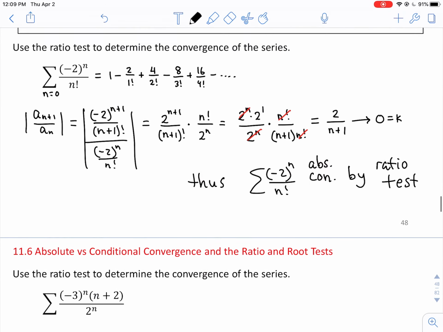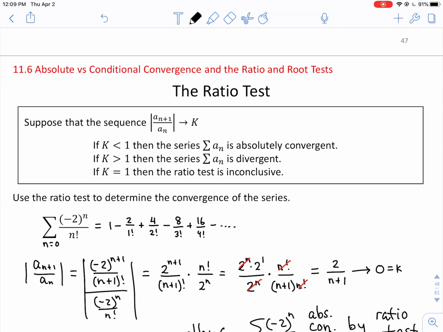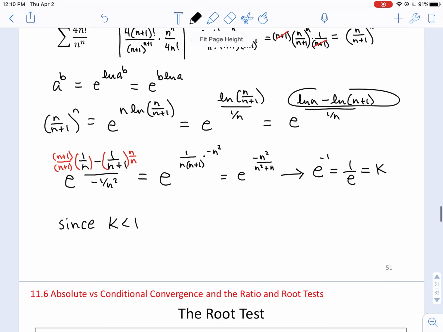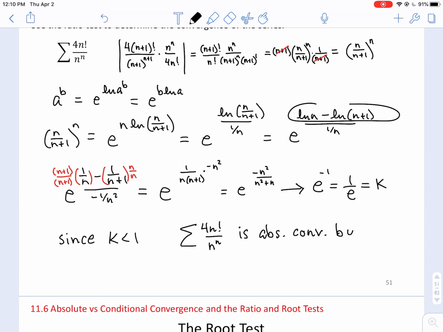Go back to our flowchart. 1 over e. Well, e is between 2 and 3, so 1 over e is between 1/2 and 1/3, but it's definitely less than 1. Therefore, we know the series is absolutely convergent. Since k is less than 1, the original series is absolutely convergent by the ratio test.